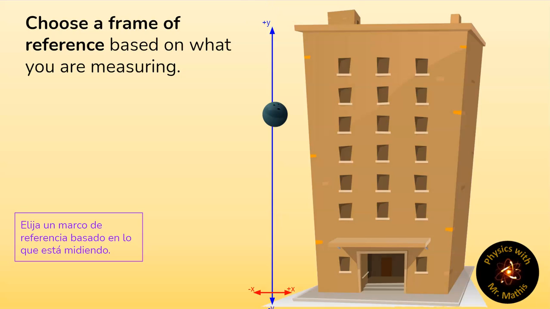Or you could choose a frame of reference from the ground level, where the ball would start at a high number on y, and as it fell, the number would get smaller and smaller. Or you could even choose a frame of reference centered on the ball, where the ball would stay stationary, and you would measure the movement of the building and the ground towards the ball.